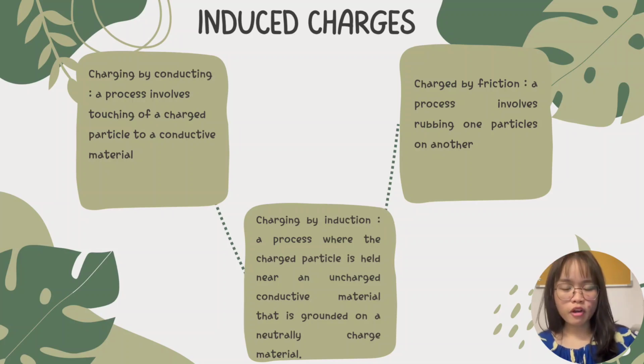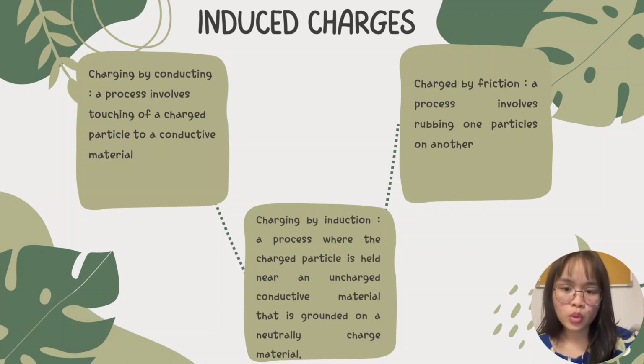There are three types of charging. The first one is charging by conduction. It is a process involving touching a charged particle to a conductive material. The second one is charging by induction. It is a process where the charged particle is held near an uncharged conductive material that is grounded or a neutrally charged material. The last one is charging by friction. It is a process involving rubbing one particle on another.